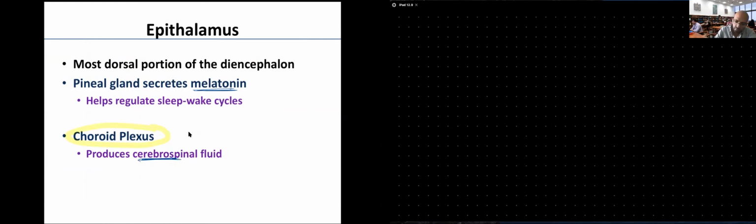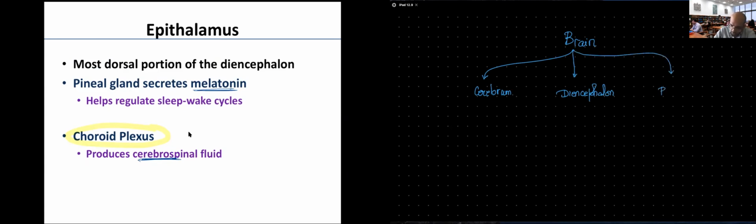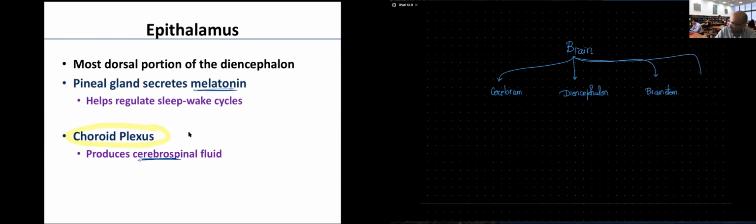So let me review again. Where did we have the choroid plexus? Remember how many parts of the brain that we've discussed? How many parts are forming the brain? 4. We've got cerebrum. We've got the diencephalon. We've got the brainstem. And we've got the cerebellum.